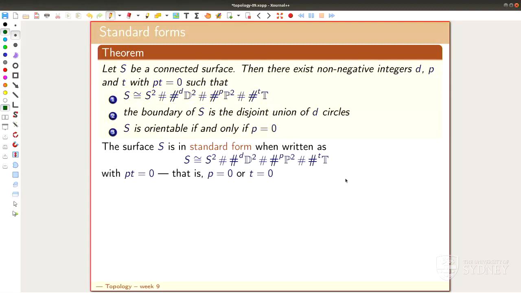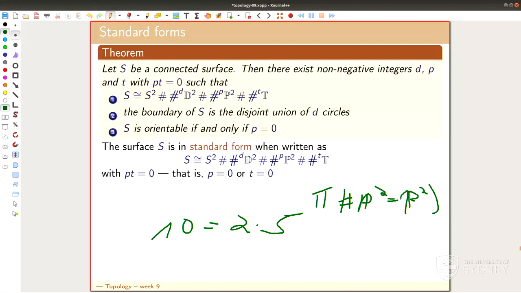If you have a number, whatever, 10, then you want to write it as 2 times 5. Okay, fine. And we want to do the same. But we have one ambiguity, which is exactly this funny thing: the projective plane absorbs everything. So the projective plane and torus is 3 copies of the projective plane. So 3 copies of it. That's an ambiguity because both of them are prime numbers.